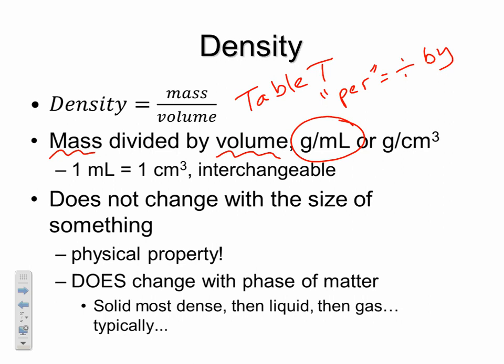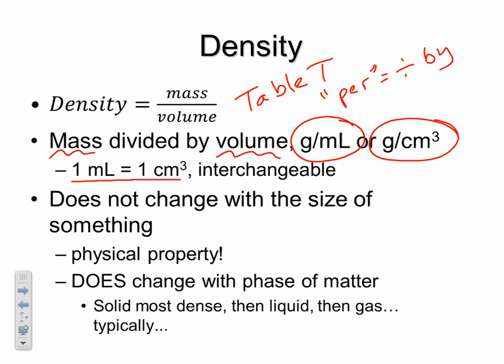Grams per milliliter, grams divided by milliliters. We can also write it as grams per cubic centimeter. Same thing, per means divided by. Cubic centimeter is actually the exact same thing as a milliliter. It's actually the definition of a milliliter. Take a centimeter cubed, you've got a milliliter. So those units are actually interchangeable.